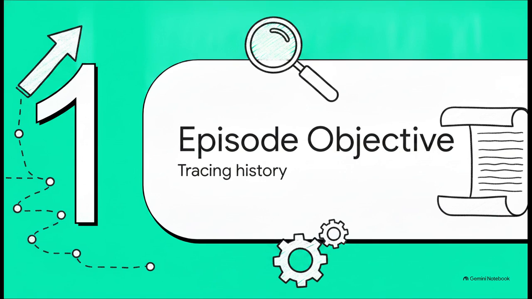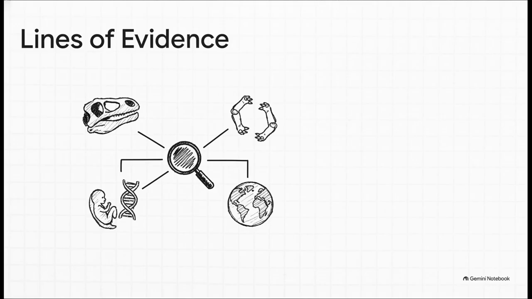Section 1, Explainer Objective, Tracing History. Our main goal today is to outfit you with the actual scientific tools of evolutionary evidence and then immediately apply them to our own primate lineage. To pull that off, we need to know what those tools are. Scientists essentially rely on 5 distinct lines of evidence. We've got the fossil record, comparative anatomy, comparative embryology, comparative biochemistry, and geographic distribution. When you stack all of these together, you get a remarkably clear picture of common ancestry.